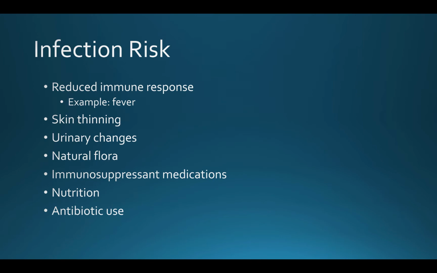Infection risk, so as we age, that immune system generally tends to fail us as well or not be as good and robust as it is when we are younger. You think of skin thinning, you think of urinary changes, you think of natural flora changing, particularly as we age. We may use antibiotics. Also in females, I think of the estrogen component contributing, helping that natural flora.